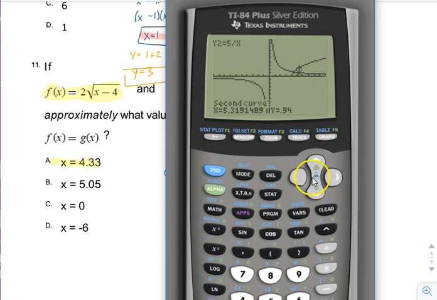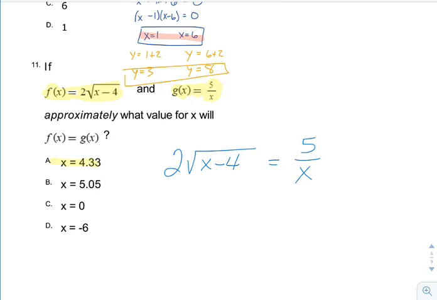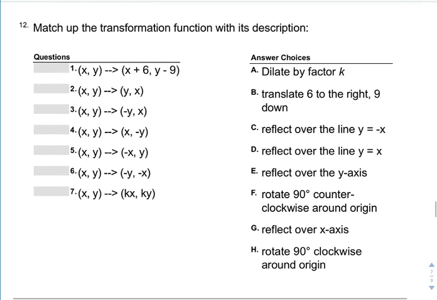There he is. First curve, second curve, intersection. X equals 4.332. There it is. All right, there you go. So whenever you're trying to find where two functions are equal, just put one in y1, put the other in y2, and see where x makes an equal output. All right, let's keep rolling here.